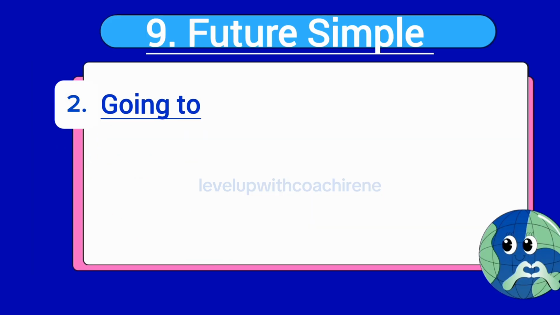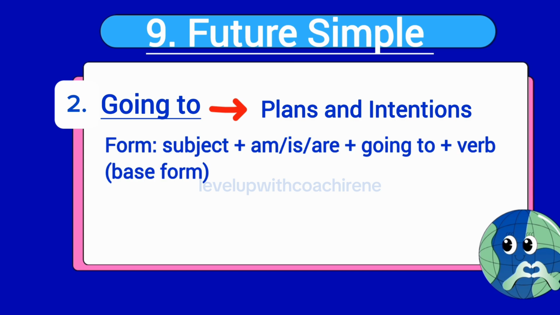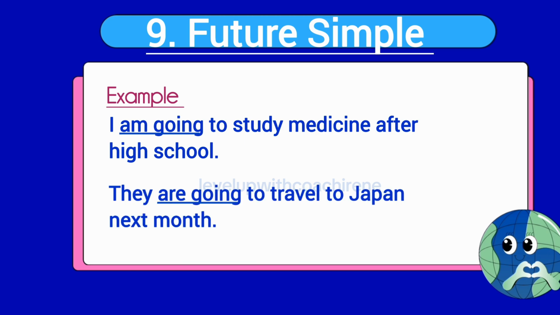Going to is used to express plans and intentions. It is formed with the subject plus am or is or are with going to plus a verb in its base form. For example, I am going to study medicine after high school. They are going to travel to Japan next month.